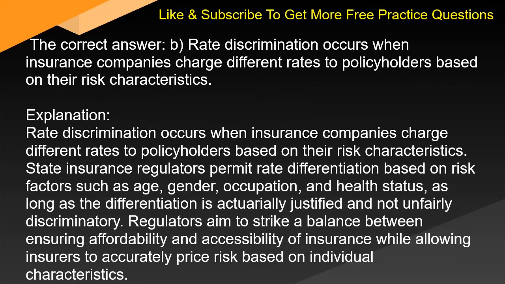The correct answer, B. Rate discrimination occurs when insurance companies charge different rates to policyholders based on their risk characteristics. Explanation. Rate discrimination occurs when insurance companies charge different rates to policyholders based on their risk characteristics. State insurance regulators permit rate differentiation based on risk factors such as age, gender, occupation, and health status, as long as the differentiation is actuarially justified and not unfairly discriminatory.